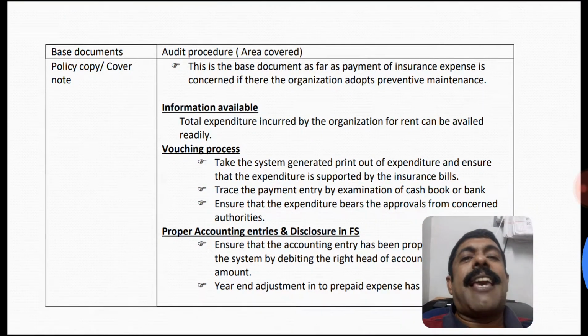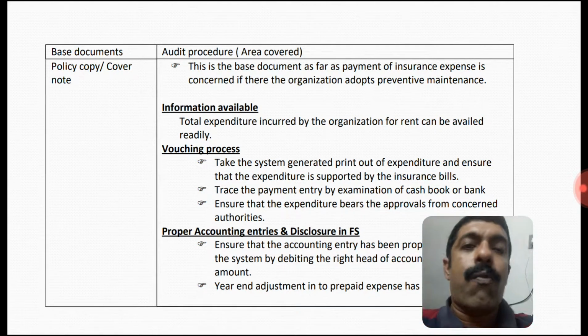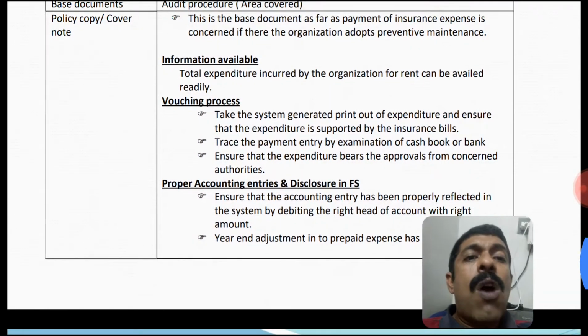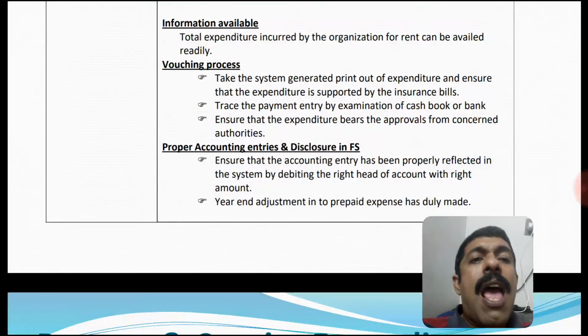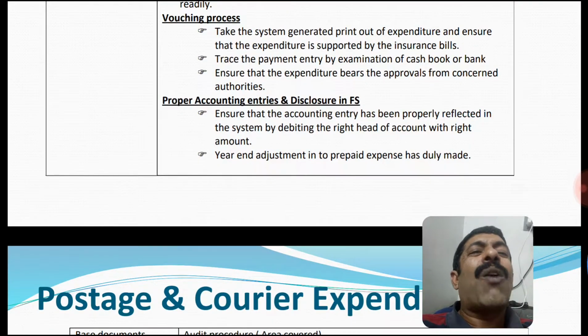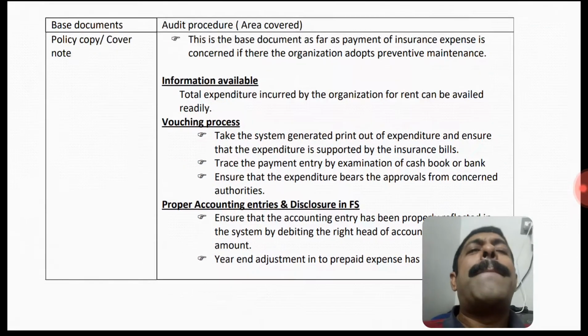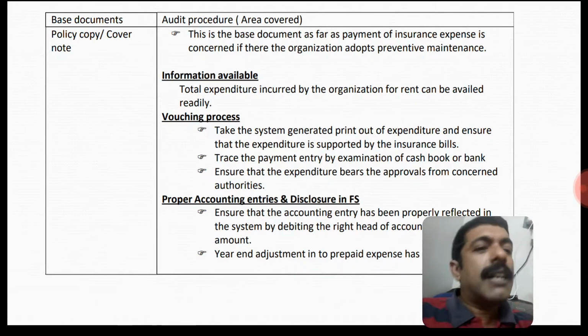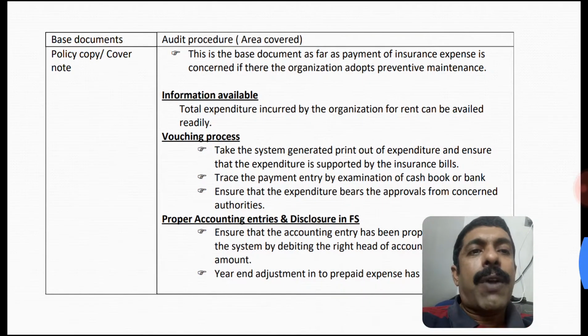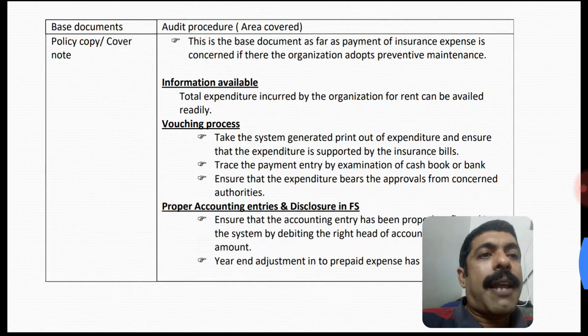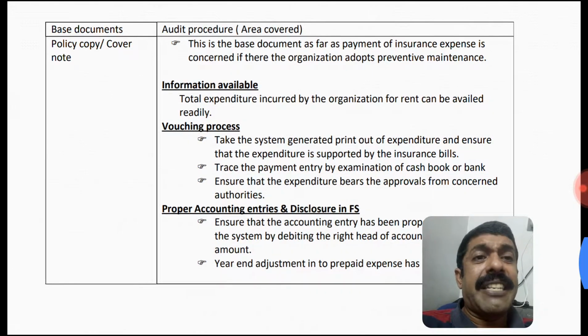We are checking the policy copy and cover note. What are the information available? What is the vouching process? How is it reflected in the accounting system? These are the structure for learning the voucher. Policy cover note is the base document as far as the insurance expenditure is concerned.